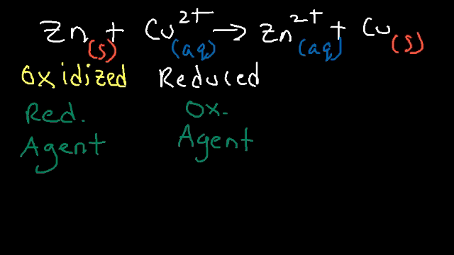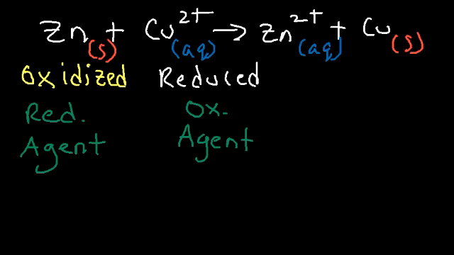The reducing agent is the one that causes the other substance to be reduced. So zinc is considered to be the reducing agent because it causes copper 2 plus to be reduced. And the copper 2 plus is the oxidizing agent because it causes the other substance, zinc, to be oxidized. And so that's why you have to reverse them.